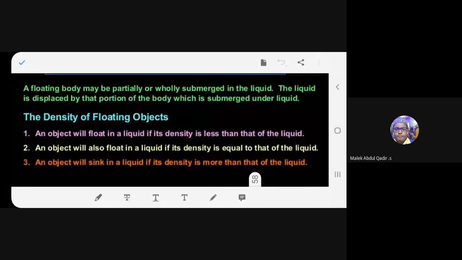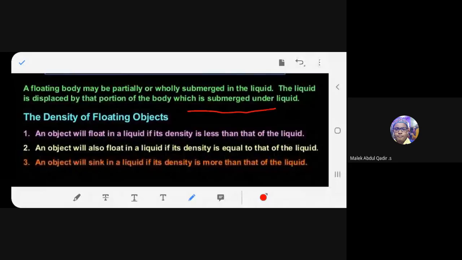So, for example, if this is the surface of water, and I have an object which is floating, only this much portion of water will be displaced. I take the second category: this is the surface of water, and half of the object is outside and half is inside. Only this much portion of water will be displaced. You understand?